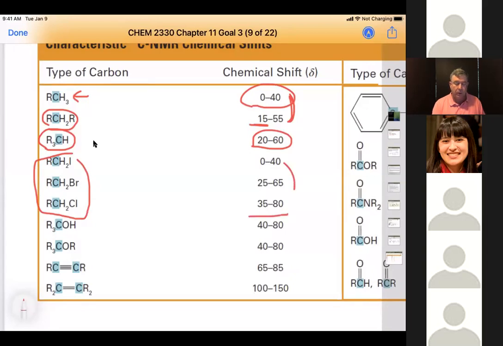By adding halogens, we get a little bit of a shift up, where even with chlorine, the smaller the ion is, the higher it goes. So it shifts it up. These are the electronegative atoms shifting it mostly above that 50 ppm range. Now we have oxygens here, which is above that, 40 to 80.